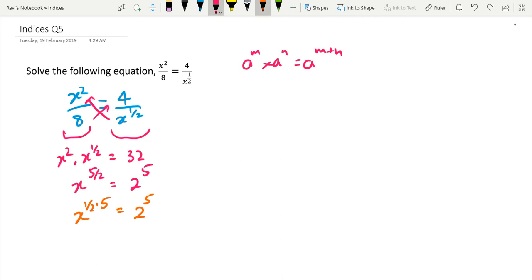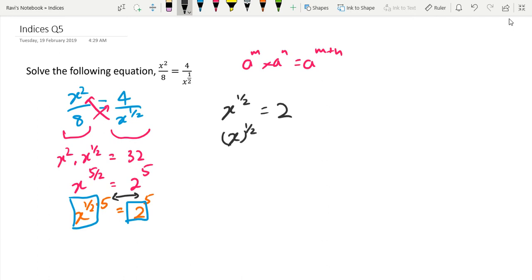Now when I do this, we can observe that this term here and this term here can now be matched because both the powers are now the same. Since both the powers are the same, we can say that both the bases are the same. So we can say that x to the power of half is equal to 2. So x to the power of half, if I square it, I get 2 squared. So x is equal to 4. Okay, and that is your answer.